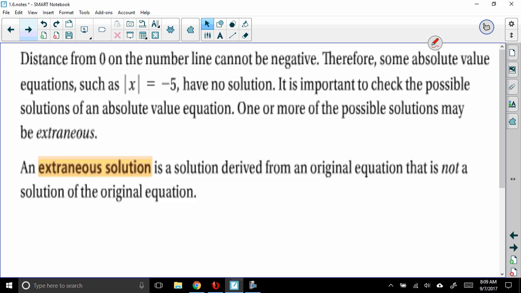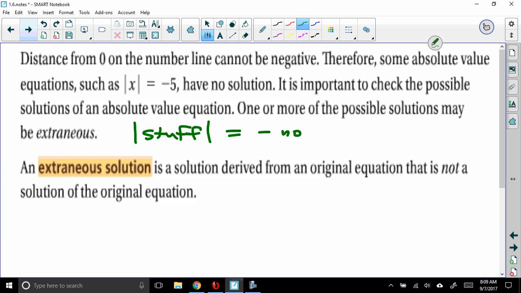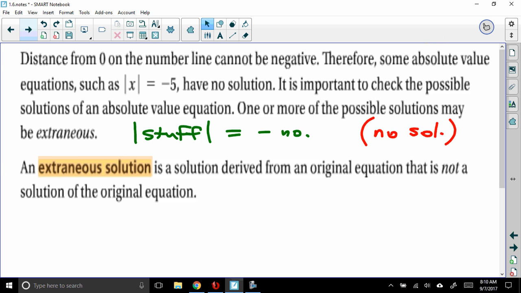So now they're talking about that gross thing that I said we're going to have to talk about. The first thing to take out of here is that if you have the absolute value of some stuff and it's set equal to some negative number, that particular equation is going to have no solution.